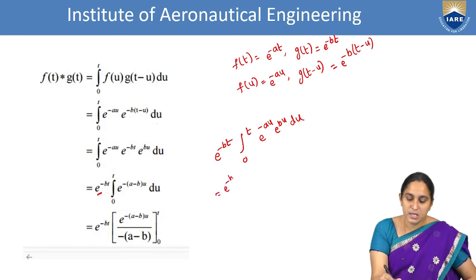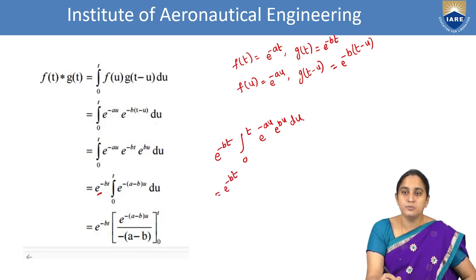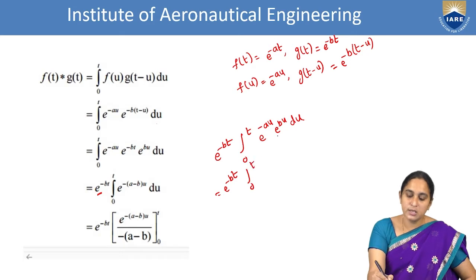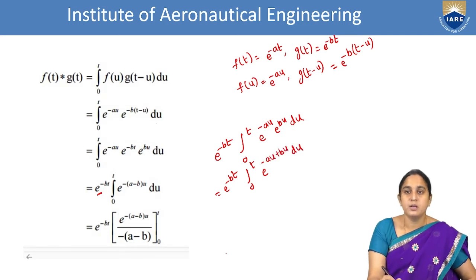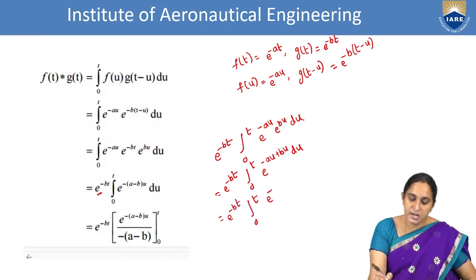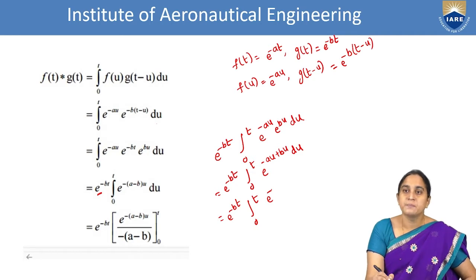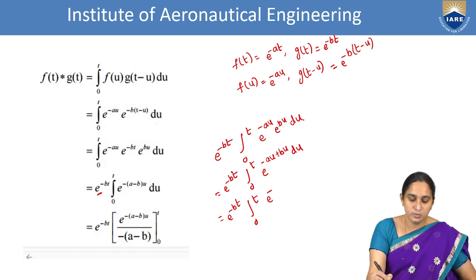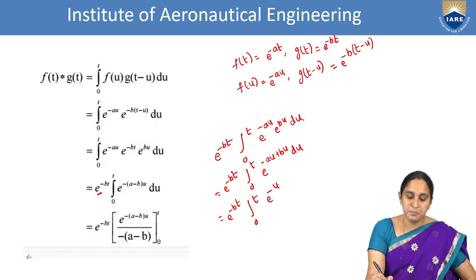From that, e power minus bt into integral 0 to t, here the bases are equal. From that, add the powers, that is minus au plus bu, du. From that, e power minus bt into integral 0 to t, I'll take minus and u outside, that is e power minus u into (a minus b), du.